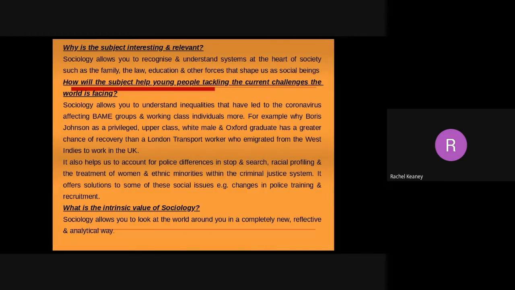So how will the subject help you think about the challenges that the world is facing right now? So it allows you to understand inequalities. If you think about the way that the coronavirus has affected particular groups, so for example, ethnic minorities are more likely to be affected by COVID, working class individuals are more likely to be affected by COVID, impoverished areas are more likely to be affected.